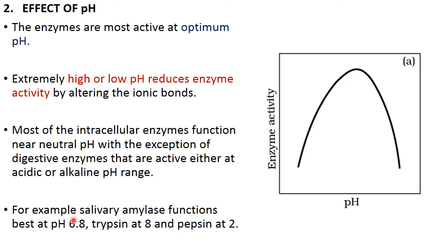So examples here, salivary amylase, you already read, functions best at pH 6.8, trypsin at pH 8 and pepsin at pH 2. Here also it is the same: enzyme activity will increase and will be at the most at its optimum pH, but an increase or decrease in the pH is going to decrease the activity of the enzyme.